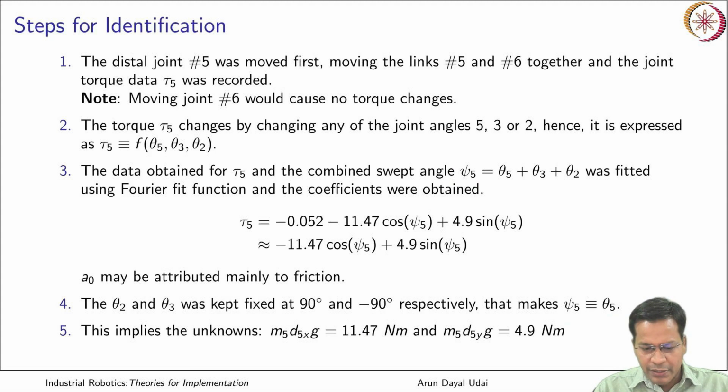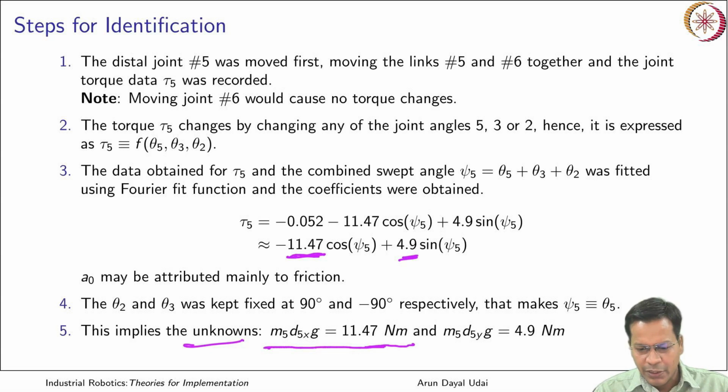Now this implies that the unknowns are this. So effectively the dx component comes here and dy component comes here. So you saw you had two projections of d, and those were causing the moment at the joint, and moment projected along the axis is exactly the same, that is the magnitude of the axis, because the robot is in sagittal plane. So you see these two should be same. So m5 d5 yg is equal to 4.9 and the x component goes here. So those two are the moments that is directly appearing here.